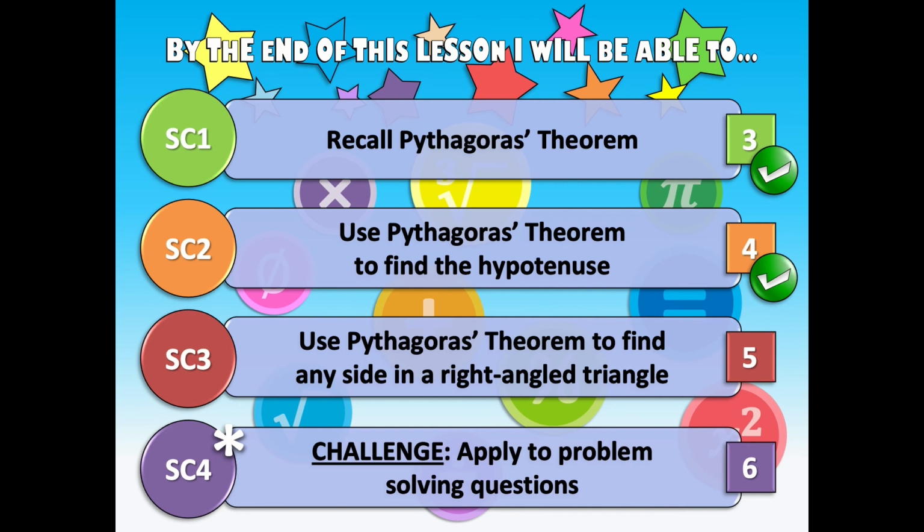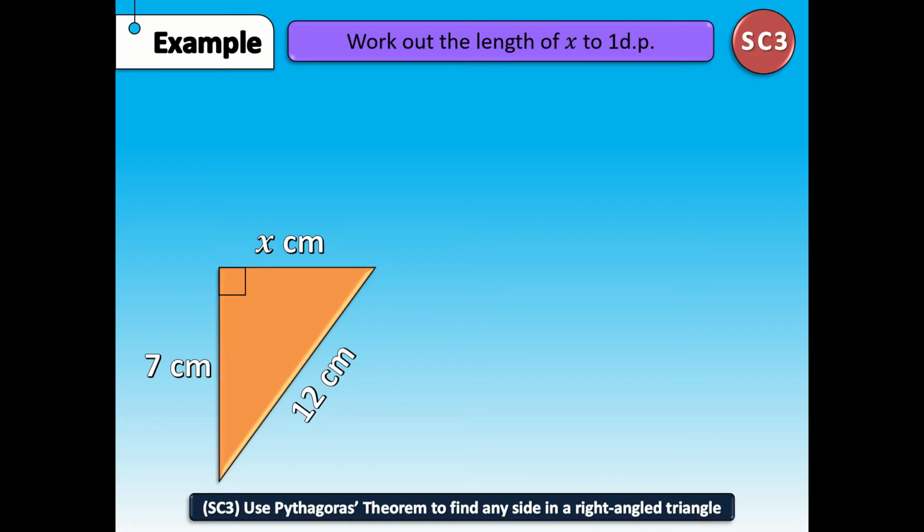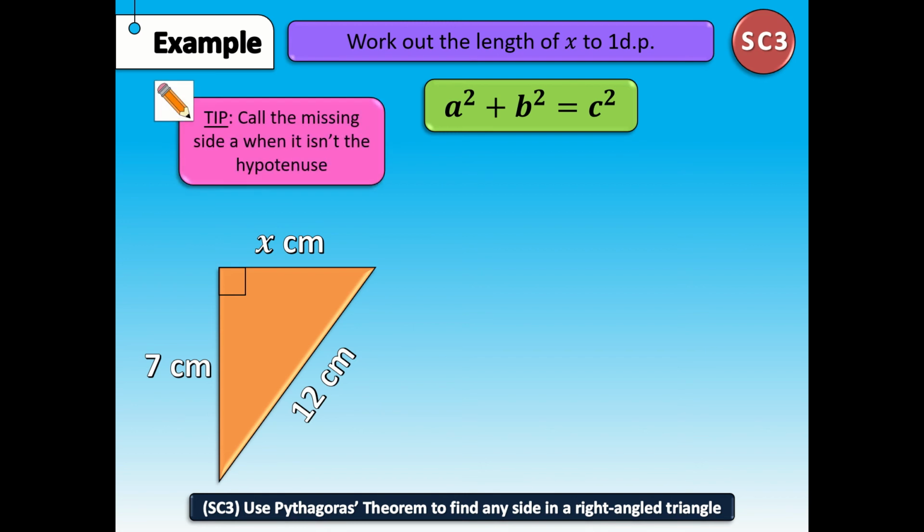And now we've completed success criteria 2, so we're going to move on to number 3, and this is to use Pythagoras' theorem to find any side in a right-angled triangle. So again, we've got a right-angled triangle, and we want to find out the length of x to 1 decimal place. So we use Pythagoras' theorem. Now remember, the side that we label as C needs to be opposite the right angle, and the side that's missing this time can be labelled as A.